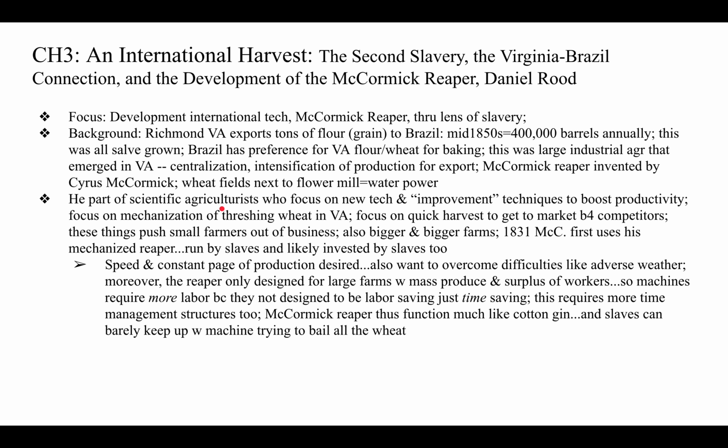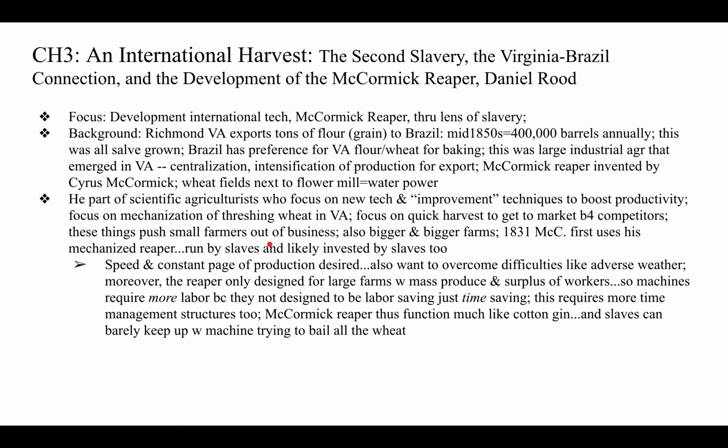He was part of a group of scientific agriculturists who focused on new technology and, quote, improvement techniques to boost productivity, especially the mechanization of threshing wheat in Virginia. Farmers wanted to get their harvest out quicker, to get it to market before their competitors, right? Because that's where money was made in this flour and grain market, I guess.